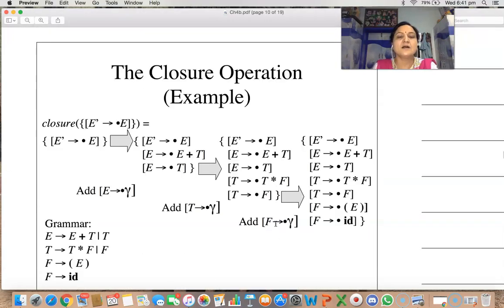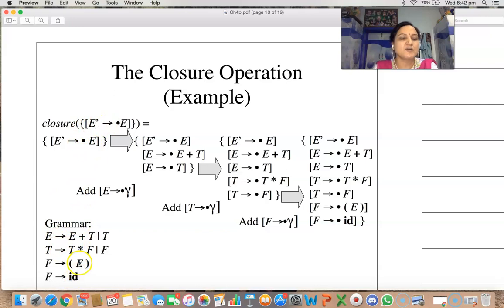Now let's see the example of a closure operation. Suppose the given grammar is E tends to E plus T or T, T tends to T into F or F, F tends to E enclosed in brackets, and F tends to ID. Suppose these are the productions given to us. So how do we compute the closure of E dash?